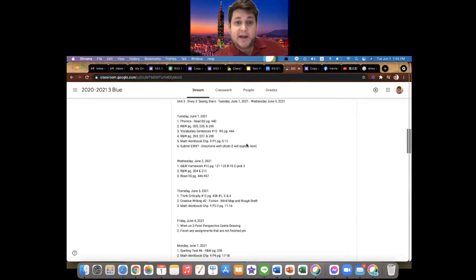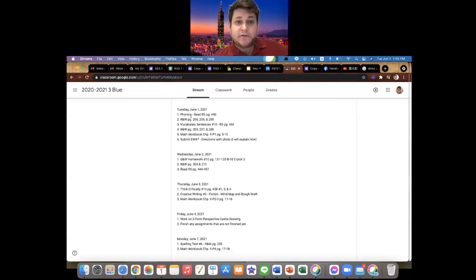So for today, I assigned the phonics, which we always start with. We already did page 440 in class. And then these are the three R&W pages that coincide with phonics. Then I also assigned the vocabulary sentences, which everyone knows how to do.